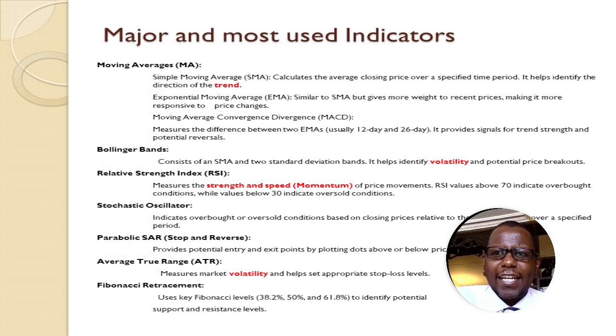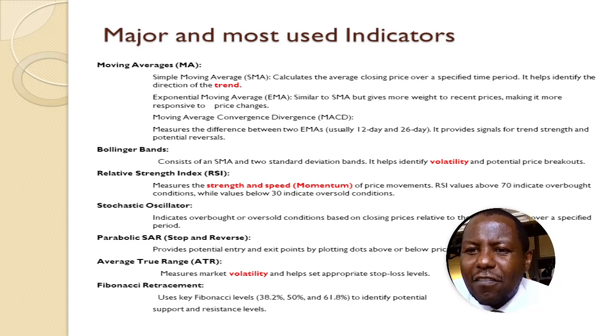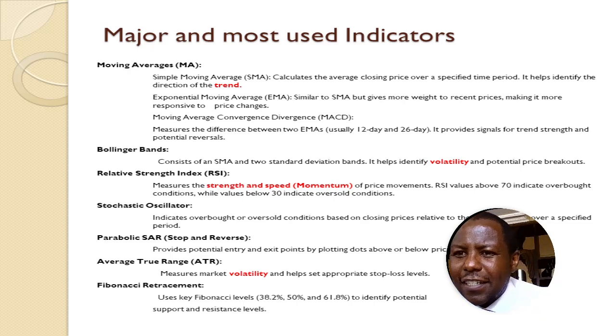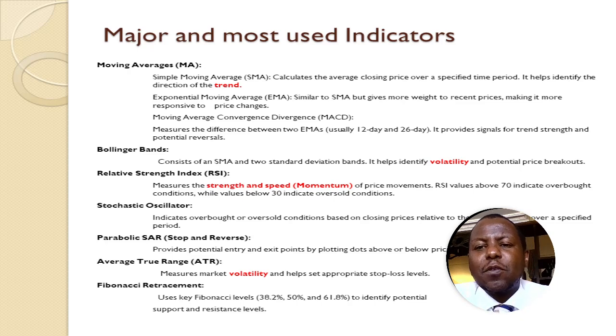Okay, let's move ahead and look at major and most used indicators. Now, moving averages. You have got to remember about moving averages, because they are what you call simple moving averages, SMA, which calculate the average closing price over a specified time period. It helps identify the direction of a trend. So these moving averages are what we're going to be dealing with in this particular lesson.